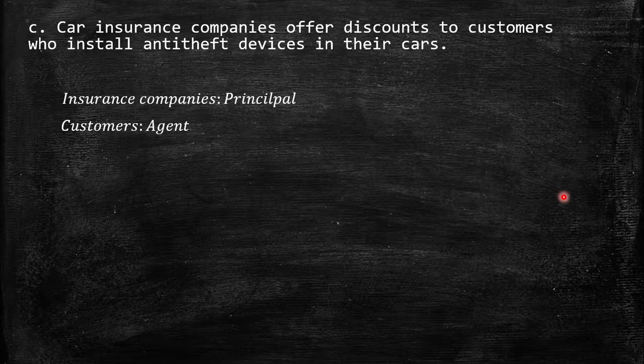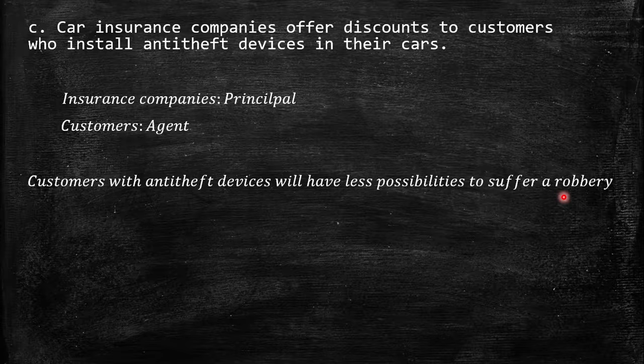Then the insured, so they should be the agent, the customers. Then the customers with anti-theft devices will have less possibility of suffering a robbery. And furthermore, we can say that when people acquire this kind of goods, they have more precaution in that situation, right?